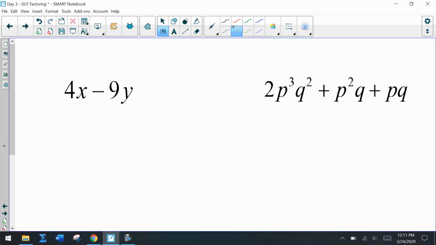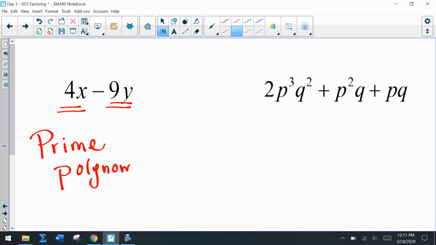Okay, for the first one, we have a binomial. So we have 4x and then 9y. Is there a greatest common factor between 4 and 9? No. So if we can't find the greatest common factor, and then notice how this is x and this is y, there is no greatest common factor. So a number that we cannot factor we call prime. So this is a prime polynomial. An expression that cannot be factored.